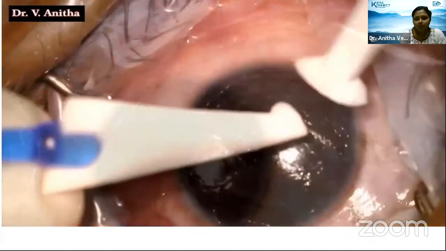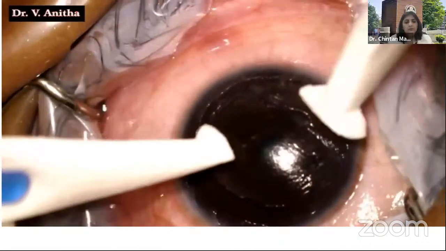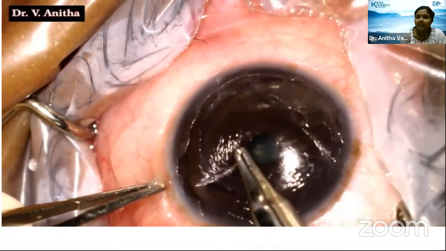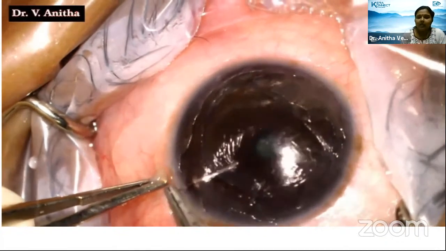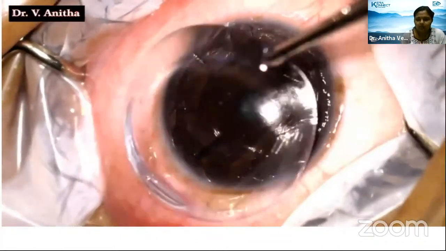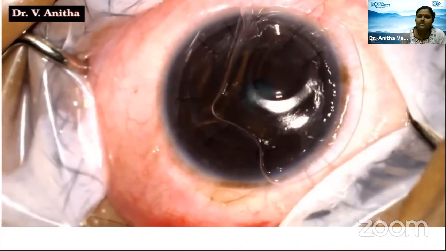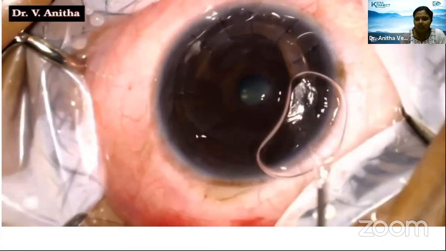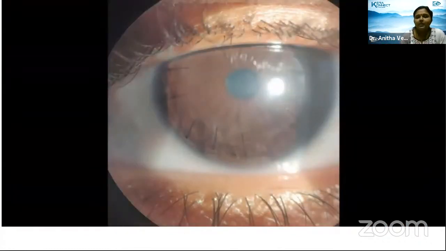And then the most important thing would be suturing of the flap. Why was suturing done in this case? This mechanical stretching of the flap would avoid future flap striae in the post-operative period, and this stretching will also ensure complete apposition of the flap to the stroma, and it will definitely prevent the epithelial ingrowth recurrence.